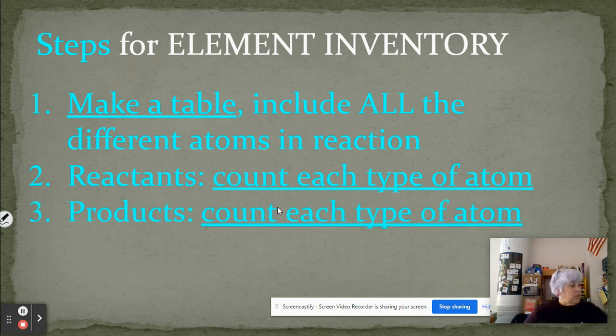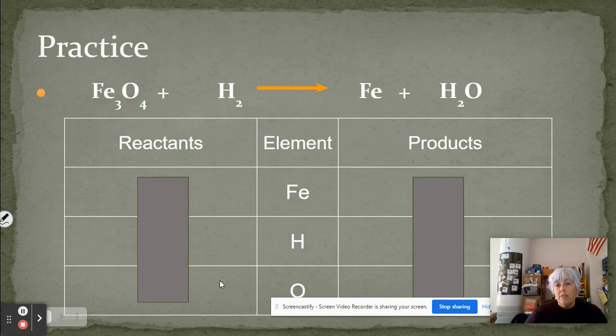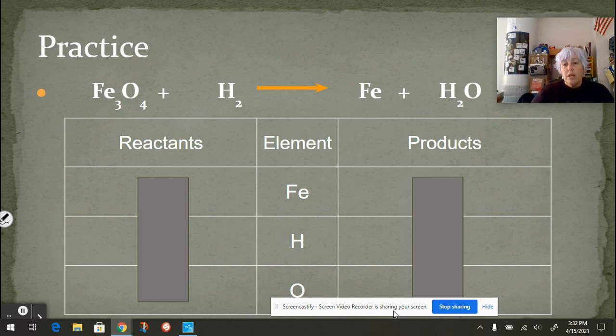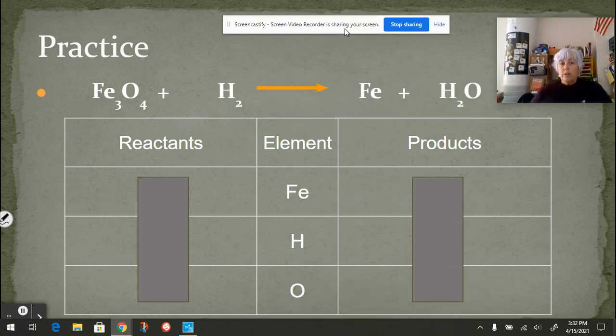And then you can ask yourself this question: is it balanced? If it's balanced, you're done. If it's not balanced, then eventually you're going to have to do something about it. But for right now, we're just worried about doing these element inventories. So what do you think here? In your notebook, if you don't want to rewrite this equation, at least write this list of elements. Do you see how it's right under the arrow? You wouldn't even have to write this stuff. I would just list the elements.